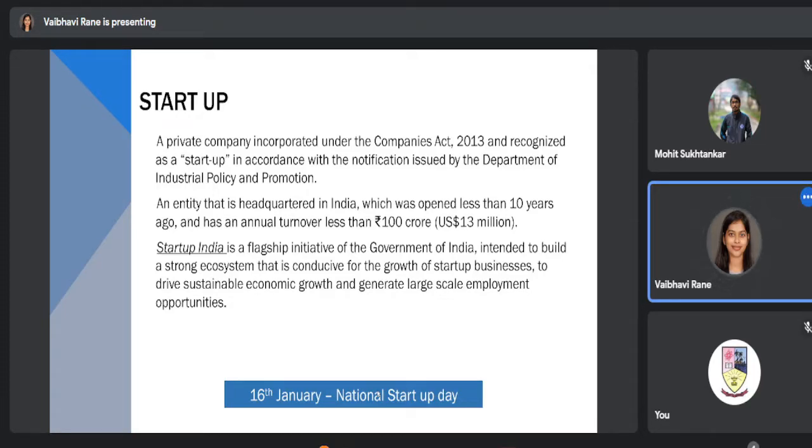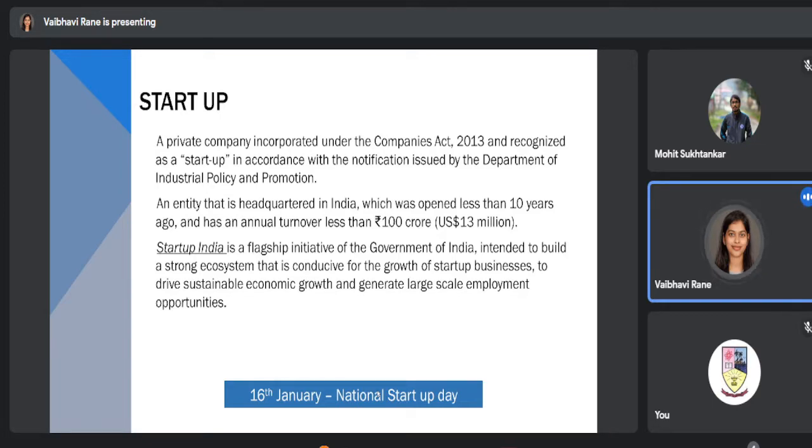So as you all might have heard at some point of time, Startup India is a flagship initiative of the Government of India, which is intended to build a strong ecosystem that is conducive for the growth of startup businesses to drive sustainable economic growth and generate large-scale employment opportunities. Now, on January 16, 2016, the Honorable Prime Minister of India had formally launched this initiative of Startup India, Stand Up India. And in line with that, 16 January is commemorated as the National Startup Day.